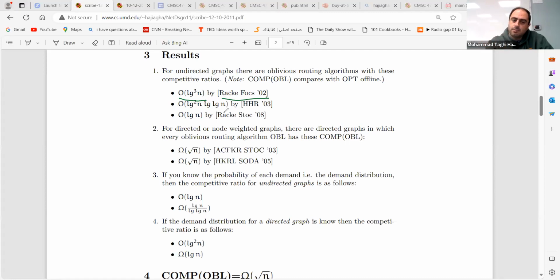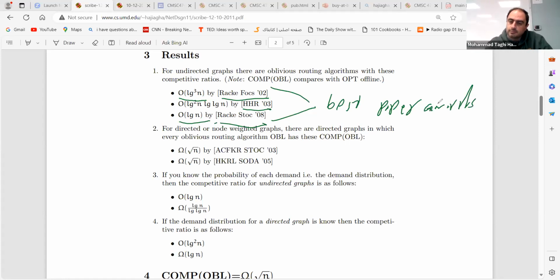Then it was improved to log n to the 2 by some coauthors and Räcke, in SPAA 2003, and there was order log n by Räcke in STOC 2008. And these two papers got best paper awards. The first one because it was very non-trivial. The second one because it simplified a lot the previous work and connected it with previous things.